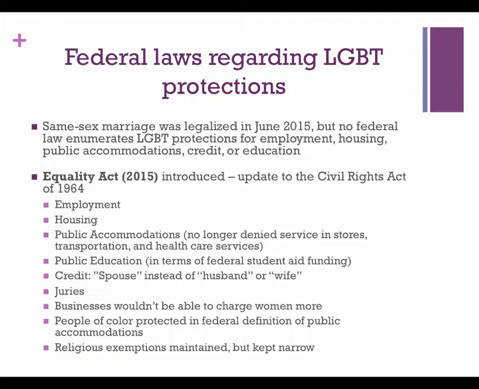Now, religious exemptions would be maintained, but they would be kept narrow. So nothing in this Equality Act would change the exemptions for religious organizations and schools that already make decisions based on religious identity, right? So if you have like a Christian school, they can still hire according to their religious identity, right? But it would specify that the Religious Freedom Restoration Act could not be invoked in an attempt to justify discrimination that would otherwise be covered. So that would ensure that religion couldn't be used to refuse service on the basis of race, color, religion, sex, sexual orientation, gender identity, etc.